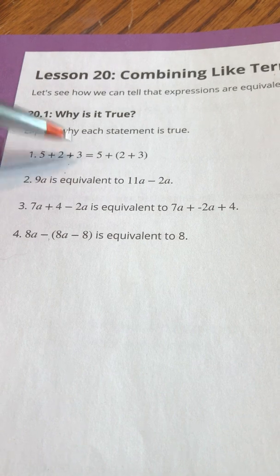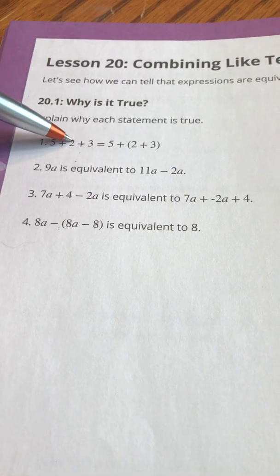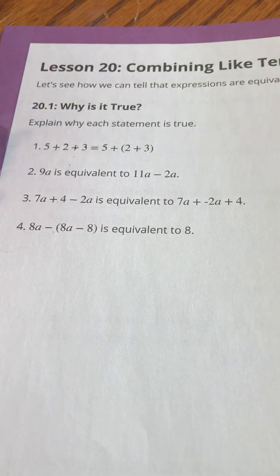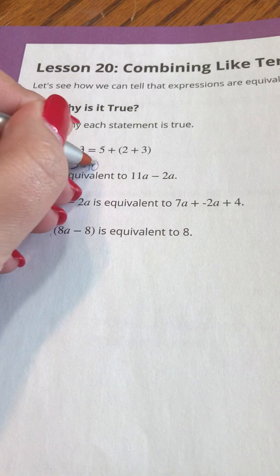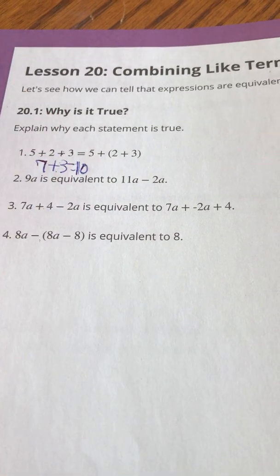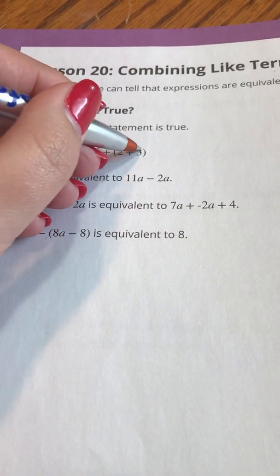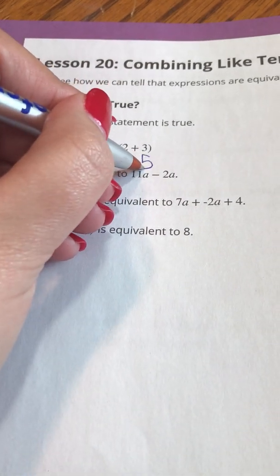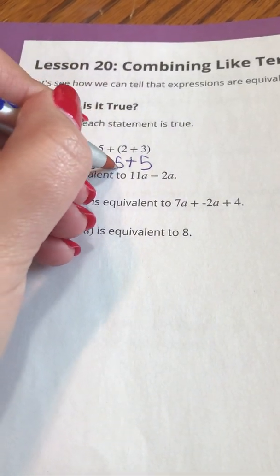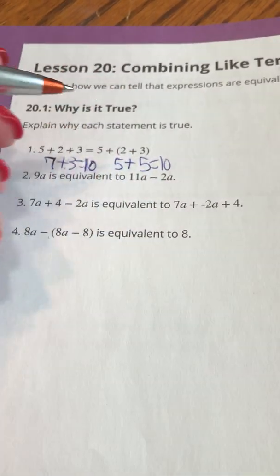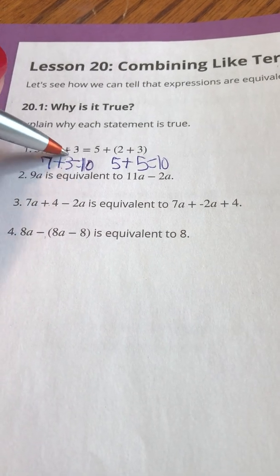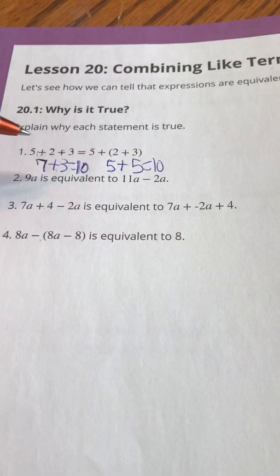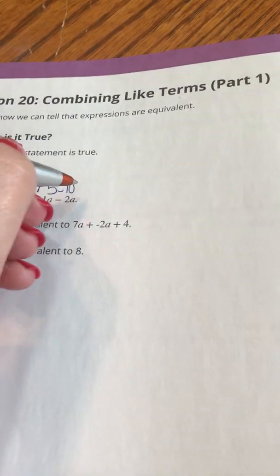So the first statement, you have 5 plus 2 plus 3. And when you solve that, you get 5 plus 2 is 7, and 7 plus 3, and that equals 10. For right here, I have 2 plus 5, 3 is 5, and then bring down your plus 5, and that also equals 10. So that's true because no matter how you set it up, it's going to end up equaling 10. So that's also known as the associative property.